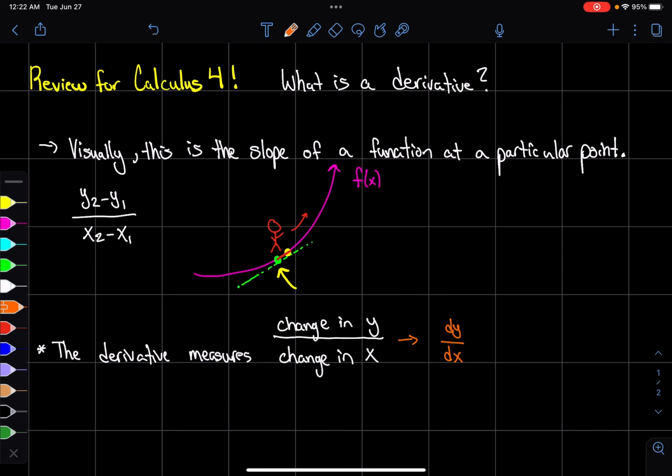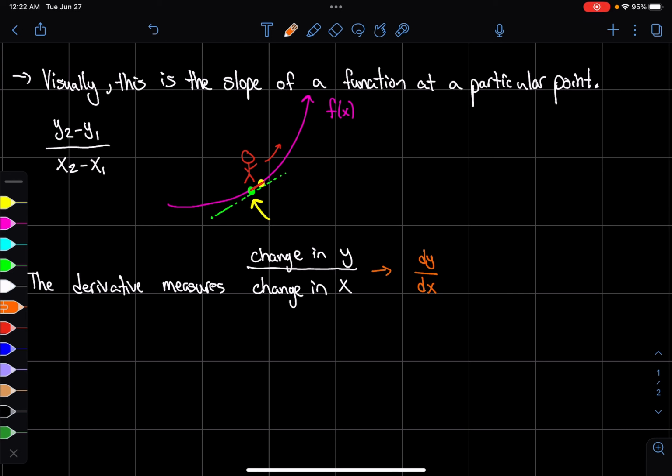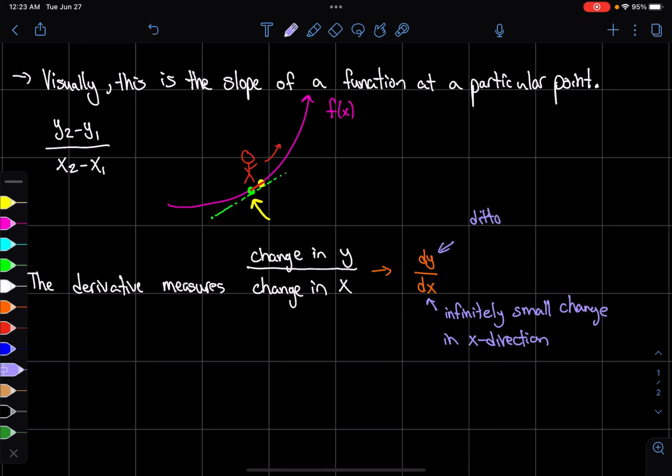Okay, so this is what the derivative represents. So dx is a very small change, an infinitely small change in the x direction. And ditto for dy. dy is the same thing, but for the y direction.